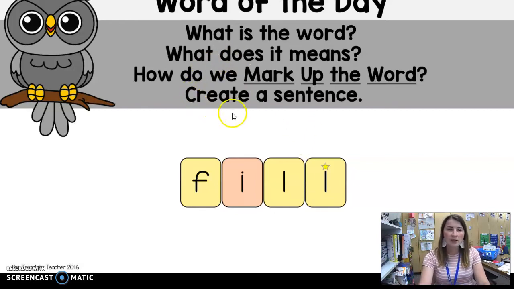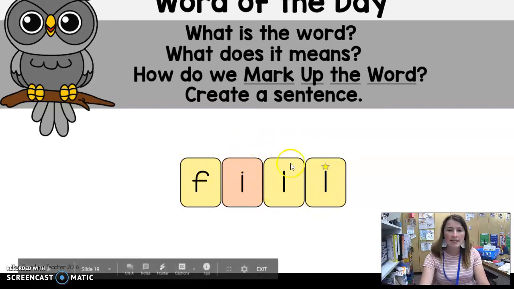Okay, how do we mark this word? If I were going to mark this, I would put a star above the L because it's a bonus letter. And I would put a breve above the short I because it is a short vowel. All right, let's create a sentence. Pause the video and talk to the person you're working with. Make a sentence. Good job. A sentence I came up with is, I will fill my cup.